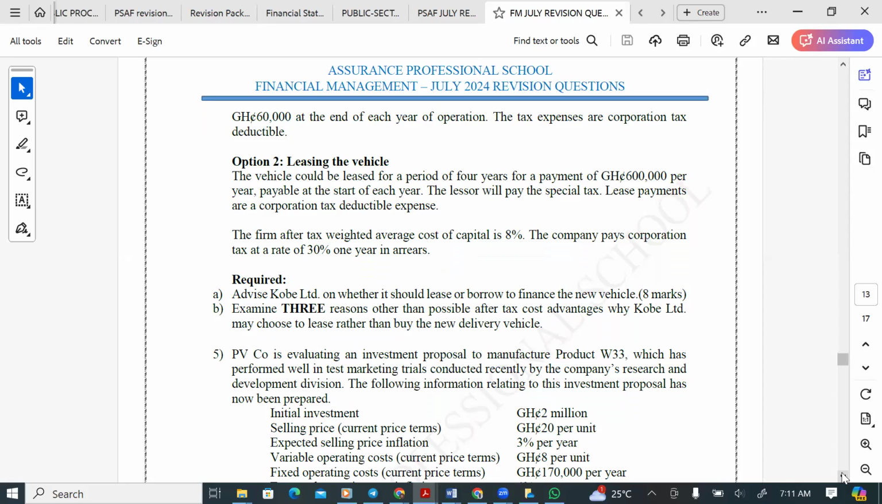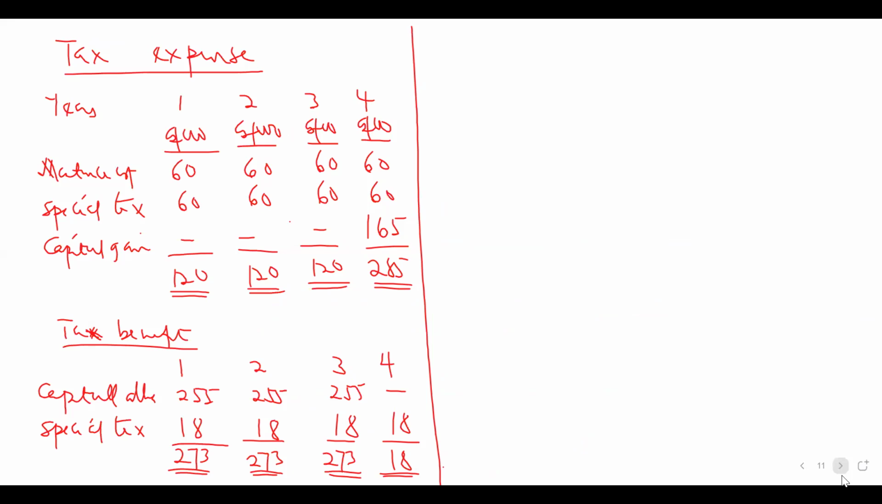Why will a company choose leasing rather than buying? Apart from the after-tax maintenance, this is an operating lease, so the risks of maintenance and insurance will still be with the lessor, because this is going to be an operating lease.